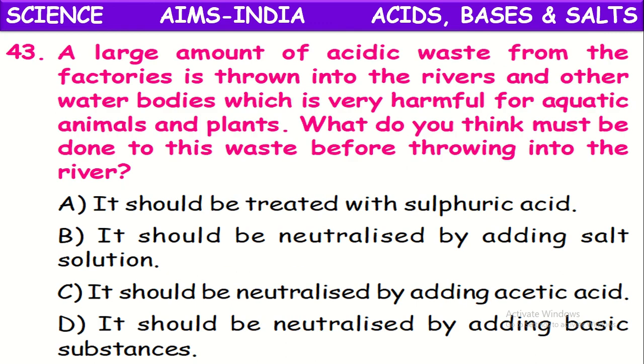Okay, next. A large amount of acidic waste from the factories is thrown into the rivers and other water bodies, which is very harmful for aquatic animals and plants. What do you think must be done to this waste before throwing into the river? Okay, what should be done? If acidic waste is thrown into the rivers, aquatic animals die. So to avoid that, what should be done? Should be treated with sulphuric acid. Sulphuric acid is also an acid. Already this waste is acidic. If you add sulphuric acid, it is still acidic.